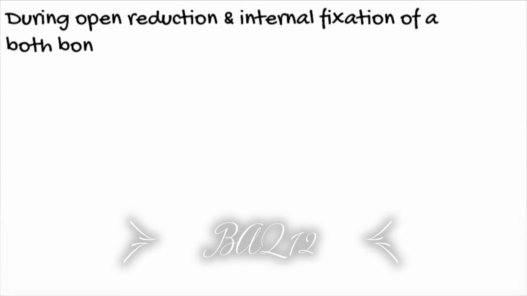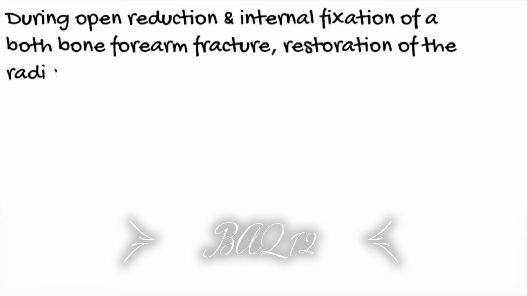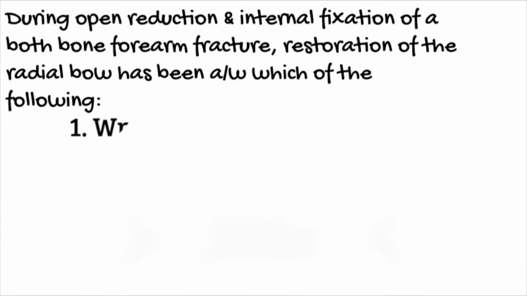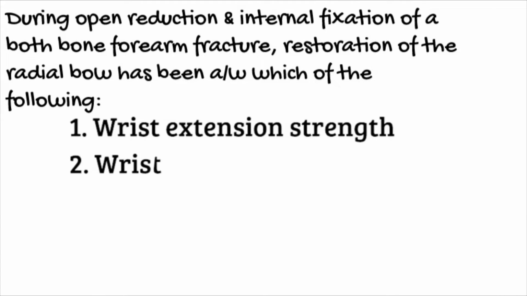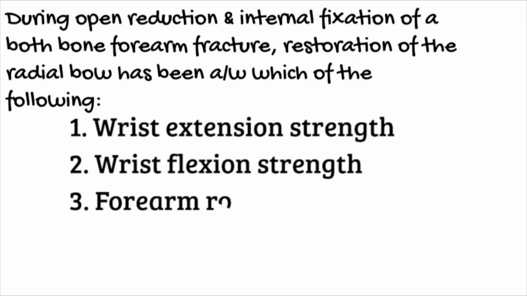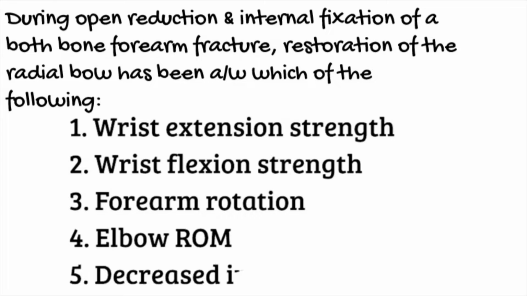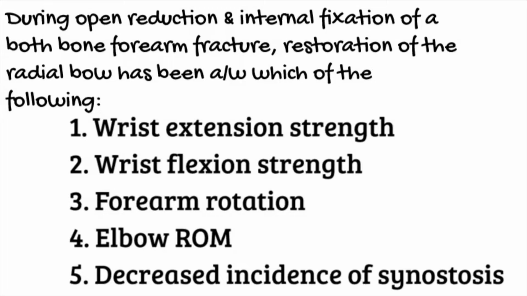During open reduction and internal fixation of a both bone forearm fracture, restoration of the radial bow has been associated with which of the following? 1. Wrist extension strength. 2. Wrist flexion strength. 3. Forearm rotation. 4. Elbow range of movement. 5. Reduced incidence of synostosis.